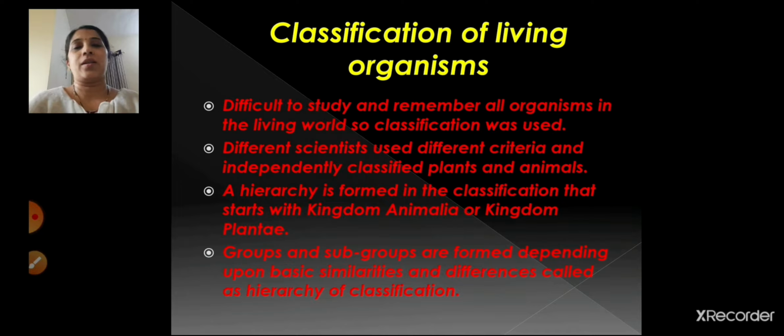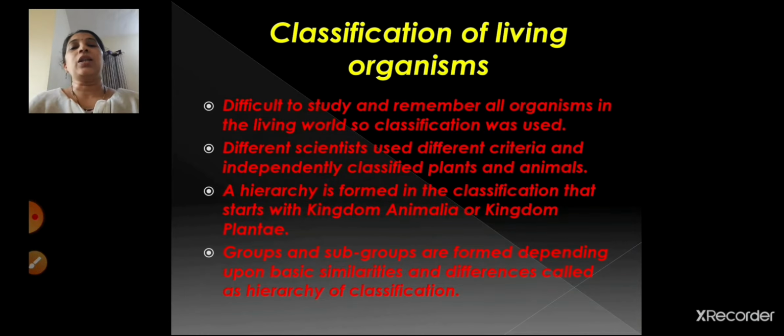higher things wise. As I told you, there were many scientists who tried to classify these plants and animals, and to clear this confusion, they made a hierarchy for it. In this classification, it started first with kingdom Animalia or kingdom Plantae. Groups and subgroups are formed depending upon the basic similarities and differences, called the hierarchy of classification.